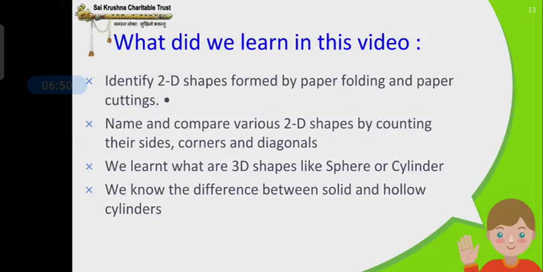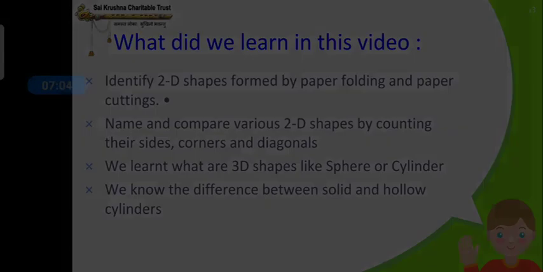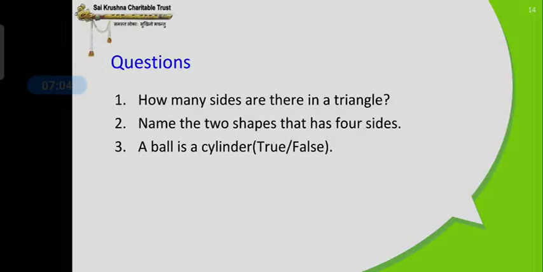So what did we learn in this video? So we have identified the 2D shapes and the 2D shapes properties, right? And we have studied about the 3D shapes and their properties. So these are a few questions that you have to answer, children. So first question, how many sides are there in a triangle? Second question, name the two shapes that have 4 sides. And third question is, a ball is a cylinder, true or false?